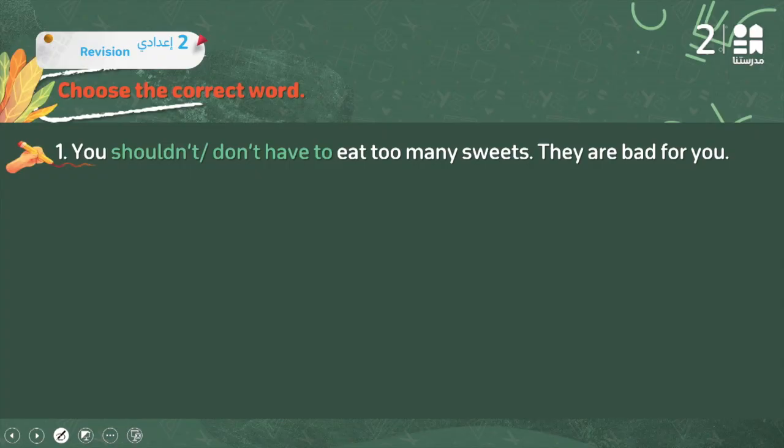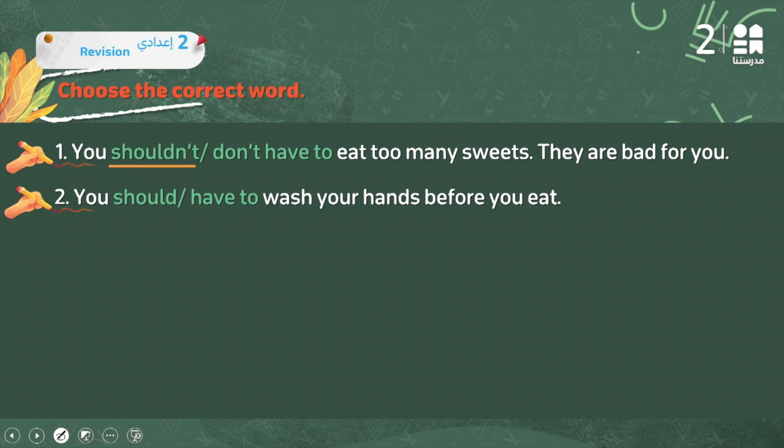Okay, so you shouldn't or don't have to eat many sweets. What can you guess is the correct word here? Yes, it's here. Shouldn't, because I'm giving you advice, okay? It's not related to the rules. ملهاش علاقة برولز معينة. دي كأني بنصحك حاجة.